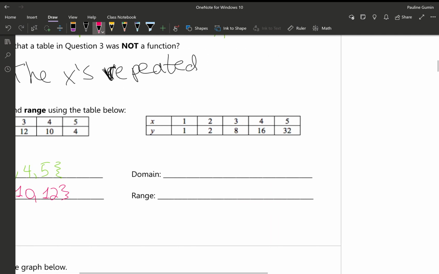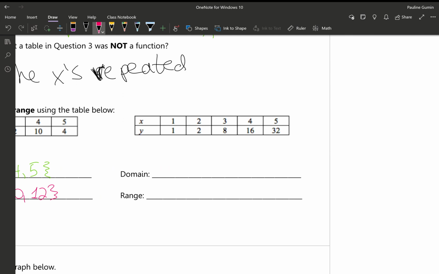Let's do the same thing for this table. Our x's are our domain. Let's write them: 1, 2, 3, 4, and 5. And of course we have y's: 1, 2, 8, 16, and 32. Our y's again are our range.